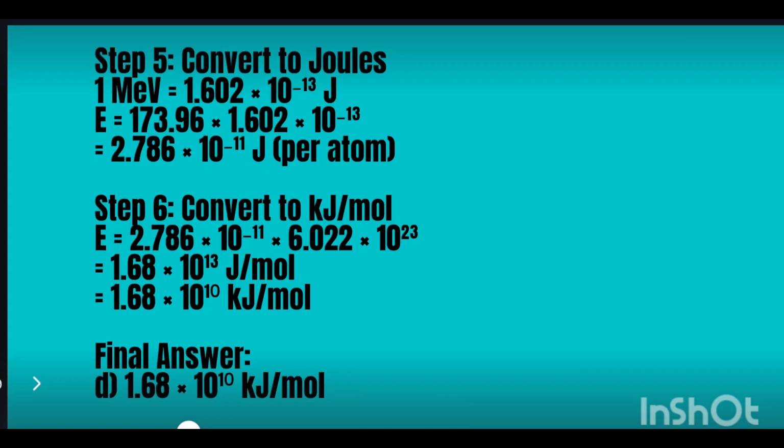In step 6, we have to convert to kilojoule per mole. E is equal to 2.786 into 10 to the power minus 11 into 6.022 into 10 to the power 23. For this energy, you have to multiply by Avogadro's number. That will be equal to 1.68 into 10 to the power 13 joule per mole. That will be equal to 1.68 into 10 to the power 10 kilojoule per mole. So the final answer is option D, 1.68 into 10 to the power 10 kilojoule per mole.